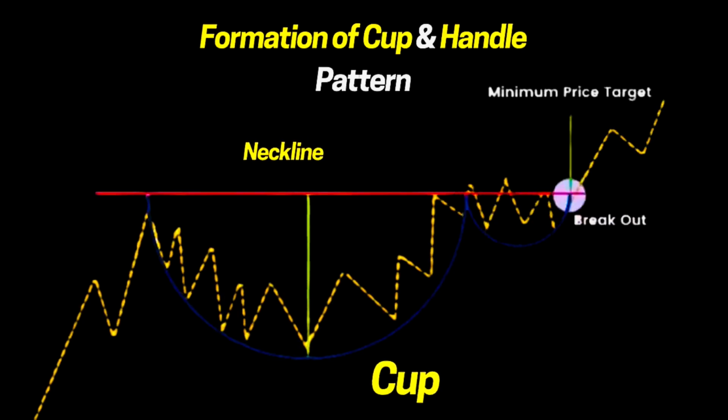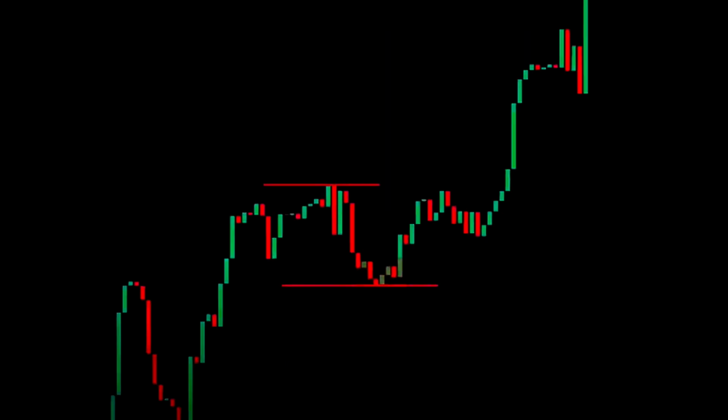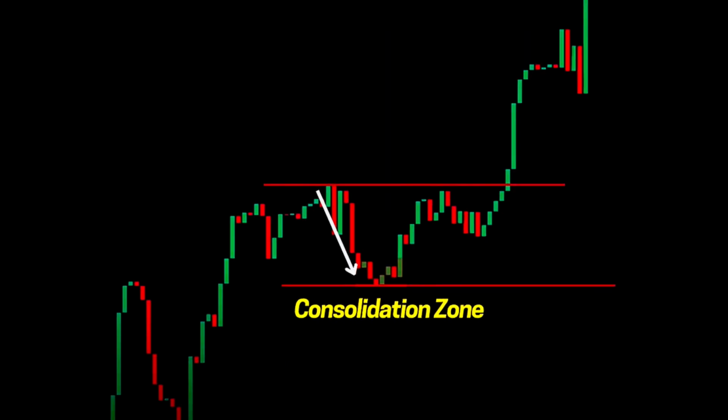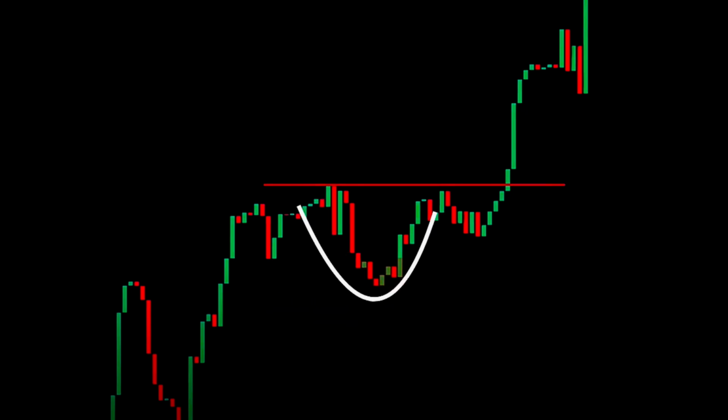It consists of three main parts: the cup, the handle, and the neckline. These three parts combine to form the cup and handle pattern. The price trades in a range, undergoes a bearish correction, enters a consolidation zone, and then reverses bullishly to reach the neckline. This price movement creates a rounded bottom shape on the chart.